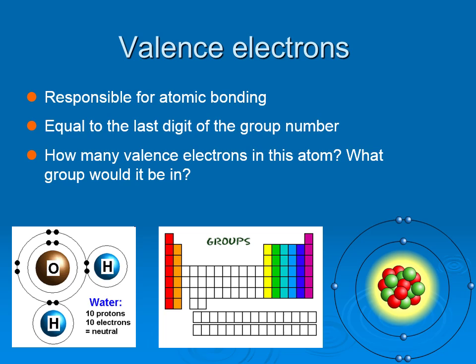So if you look at this atom on the bottom right, how many valence electrons are in this atom? Yep, 6. So you just look at the outside dots, the outside electrons, and count them, and there's 6. So what group would it be in? It would be in group 16. And if you're looking at the periodic table here, the colorful one with no letters or numbers, it would be in the light blue column, the third one from the right.